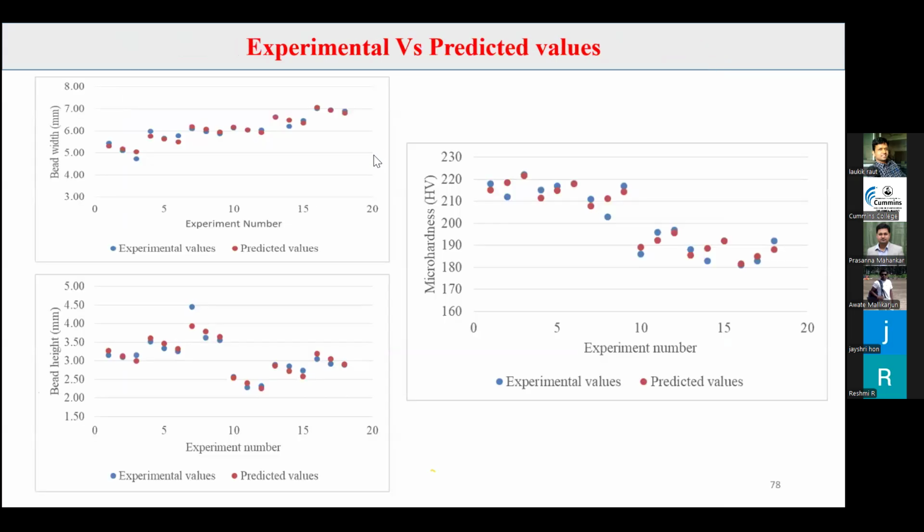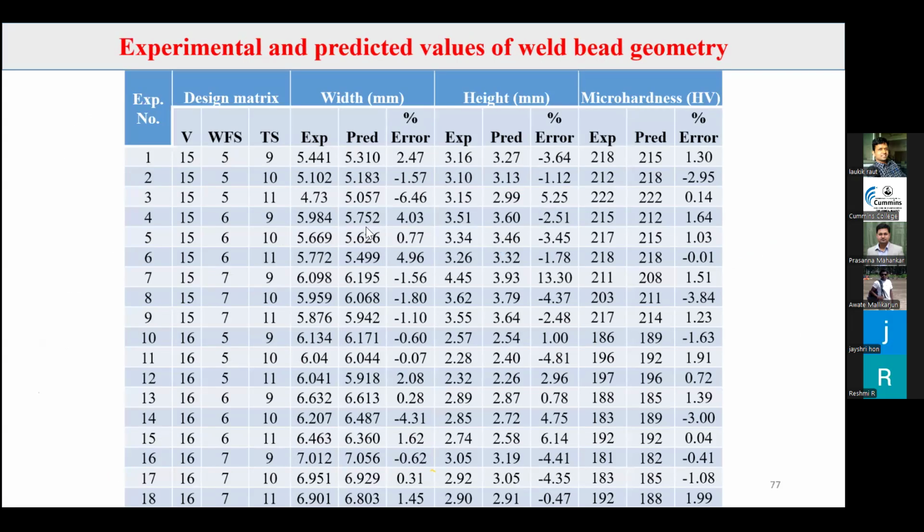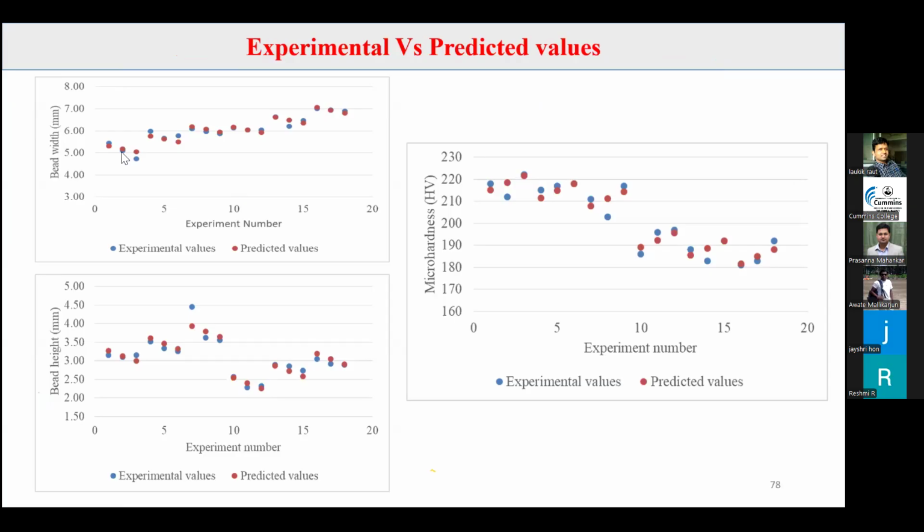So these are the experimental versus predicted values, and they are very close to each other. This is for bead width, this is for bead height, and this is for micro hardness. So the same thing I have plotted over here, so as to know how close they are to each other.